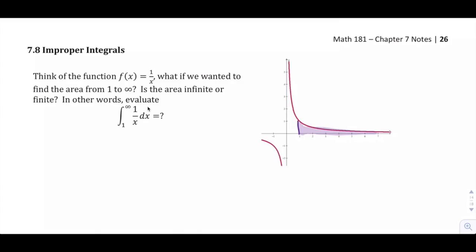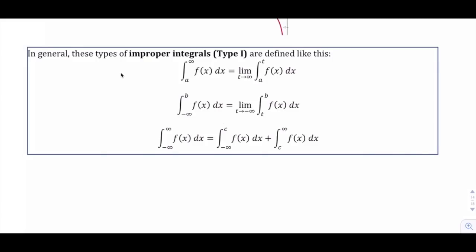In other words, what if we were asked to evaluate this integral from 1 to infinity of 1 over x dx? Earlier in this book, we looked at definite integrals, where both limits of integration were finite values. In this section, we're going to learn how to deal with an integral that has an infinite limit of integration. In general, when we have an integral of this type, these are called type 1s. We're going to look at another type later on.